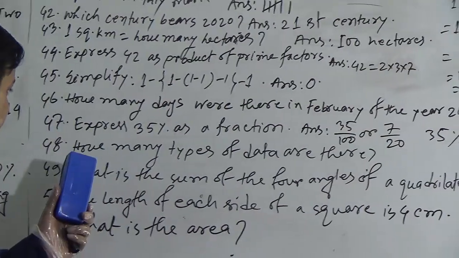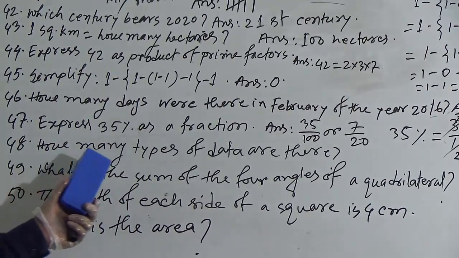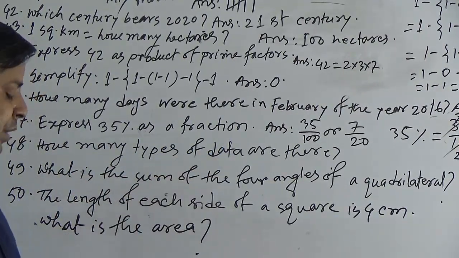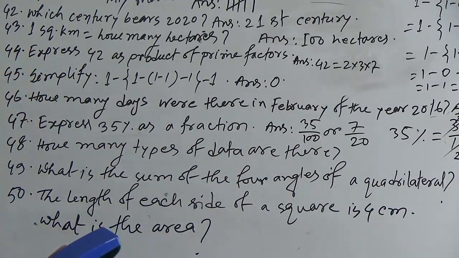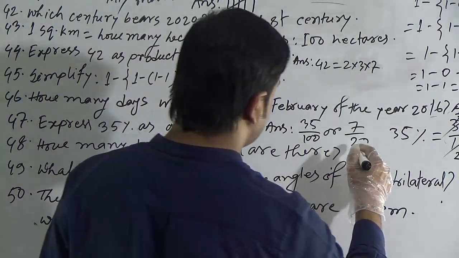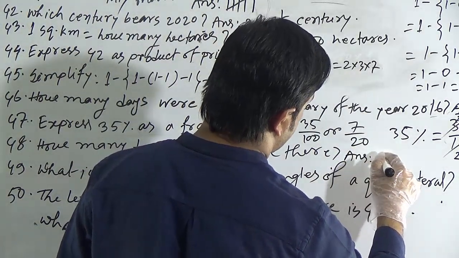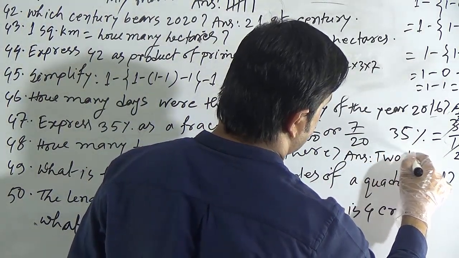Now question 48. How many types of data are there? We know there are 2 types of data. One is organized, another is unorganized. So we can say the answer is 2 types.